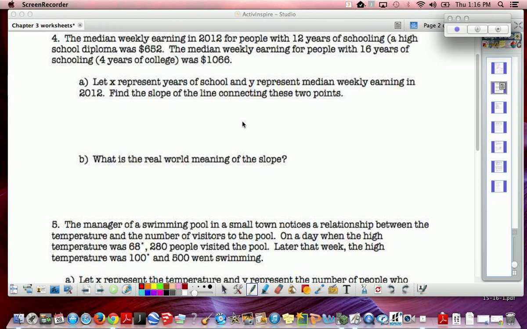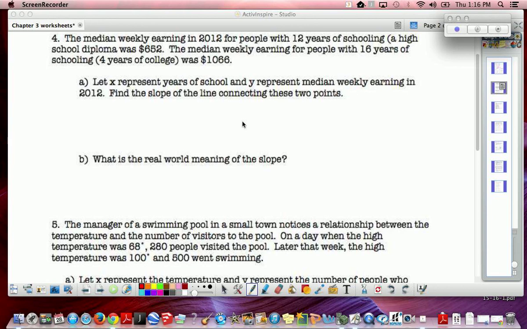At the back page of this worksheet and get started with number 4 here. As it says here, the median weekly earnings in 2012 for people with 12 years of schooling, a high school diploma, was $652. The median weekly earnings for people with 16 years of schooling, which includes 4 years of college, was $1,066. So here it says, let X represent the years of school and Y represent the median weekly earnings in 2012. Find the slope of the line connecting these 2 points.